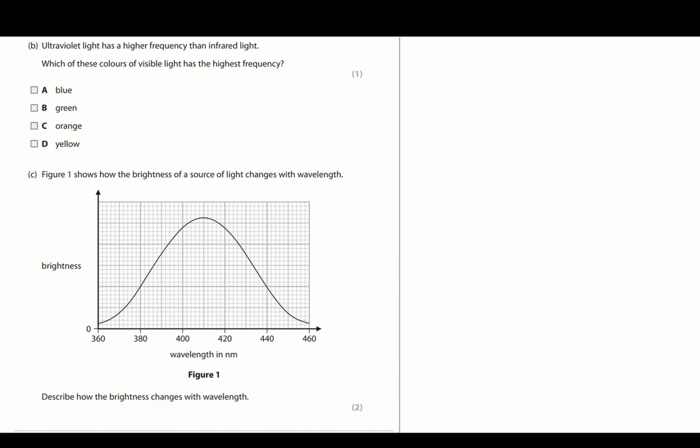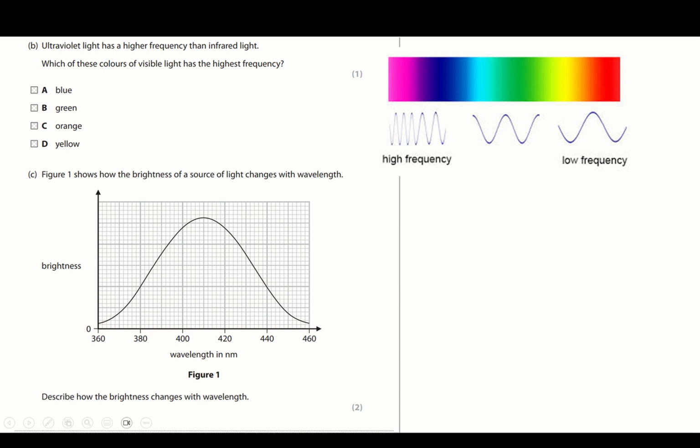Ultraviolet has a higher frequency than infrared. Which colours has the highest frequency out of all of those? So we can see here, we've got ultraviolet there. And the next colour along is going to be blue. And we learned Richard of York gave battle in vain, working that way backwards. So the answer to that one is going to be blue, A.